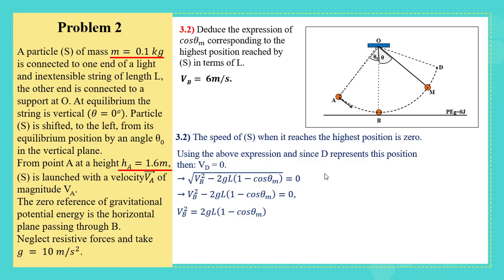VB squared equals 2GL into 1 minus cosine theta maximum. Try to find cosine theta maximum alone by dividing both sides by 2GL. Finally, cosine theta maximum equals 1 minus VB squared over 2GL, which is 1 minus 1.8 over L.